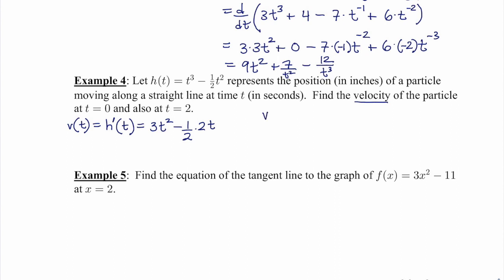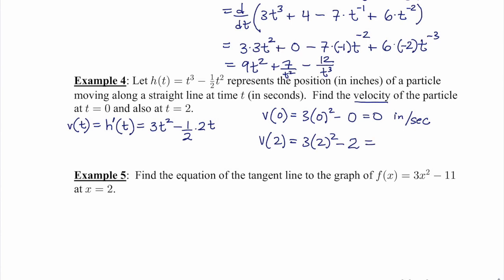So the velocity at 0 seconds will be 3 times 0 squared minus 0. So 0, and let's see, we would have inches per second. And the velocity at 2 seconds looks like it will be 3 times 2 squared minus 2. So 12 minus 2, so 10 inches per second.